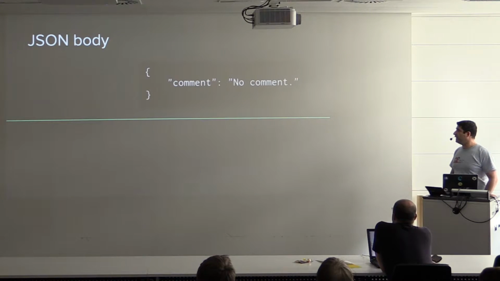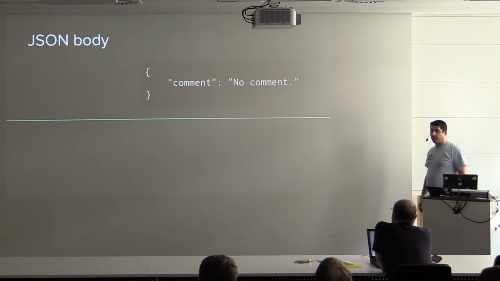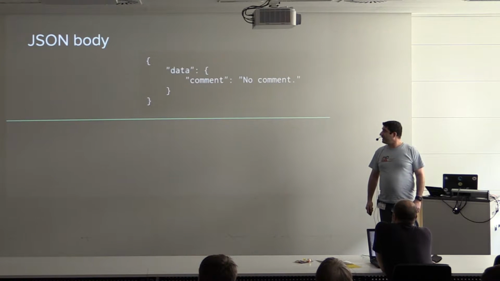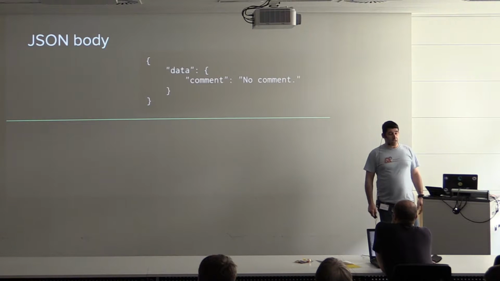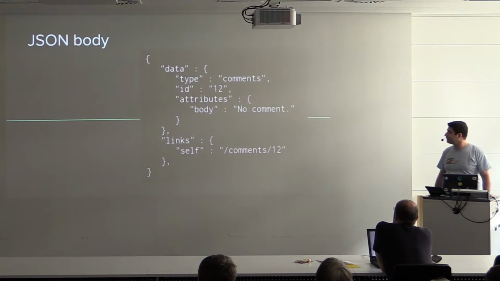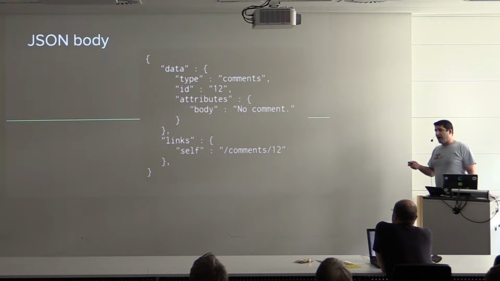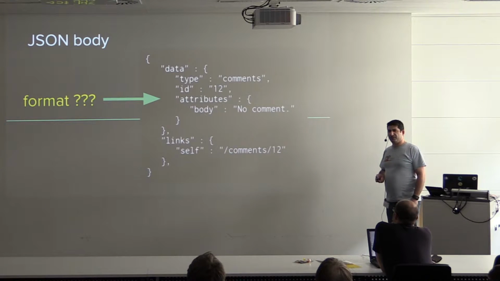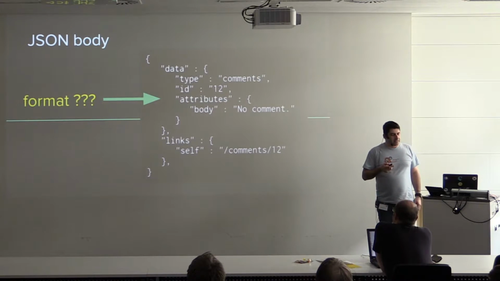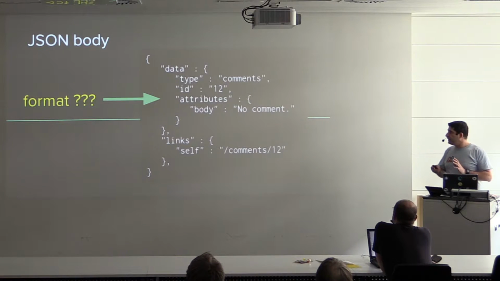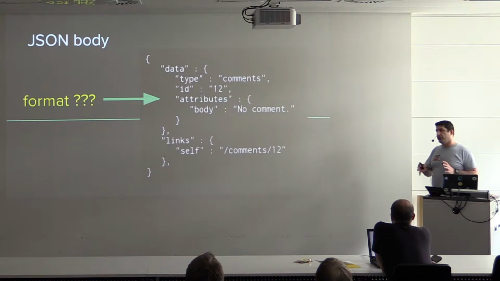This is what you asked for. This is what I have in the database for this comment. Now, it may return something like this, and it may even return something like that. How do I know how to read that? What is the format of this JSON structure? This is where we find a problem, because we don't have a definition of how the JSON is structured.